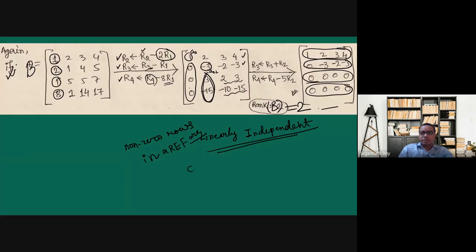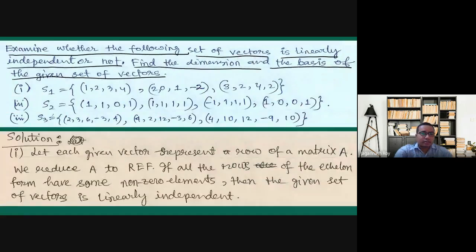You have to take C1 times (1, 2, 3, 4) plus C2 times (0, -3, -2, -3), make it 0, and from here you will get C1 and C2 as 0. You can verify this also as a task.